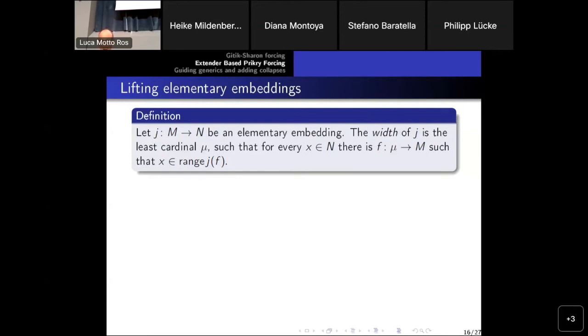I didn't write it, F is in N. F should be in N. So there is some function F in N such that the domain of F is mu and the element is in the range. The embedding using the kappa lambda extender has this width. This is the only fact we need to know. This is the only place in which we actually use the combinatorial definition of the extender embedding.